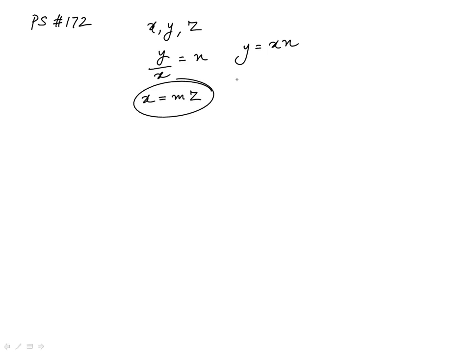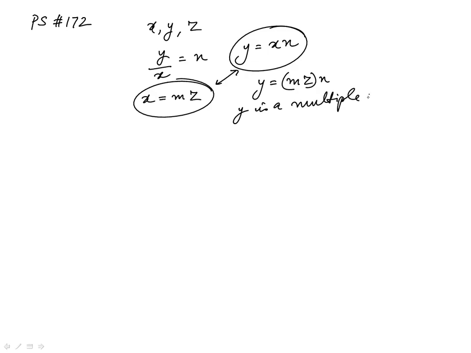So this is a relationship between x and y. And the question is asking which of the following is not necessarily an integer. And we can also relate y and z. Y is equal to mz times n, which means y is a multiple of z. I'm not sure if it's going to come in the choices, but I just wanted to at least relate those two. So we'll have to just go through the choices.